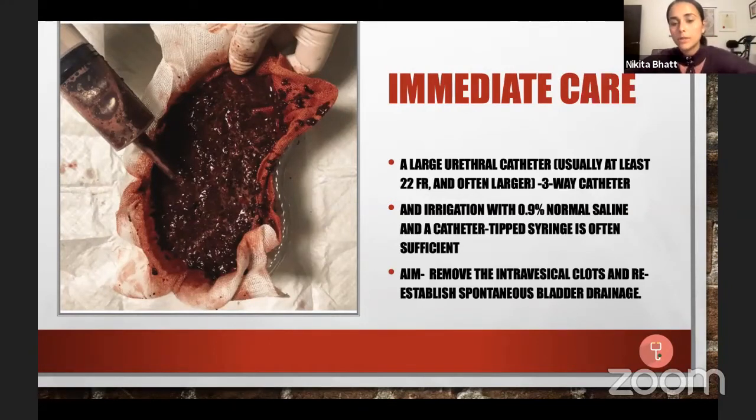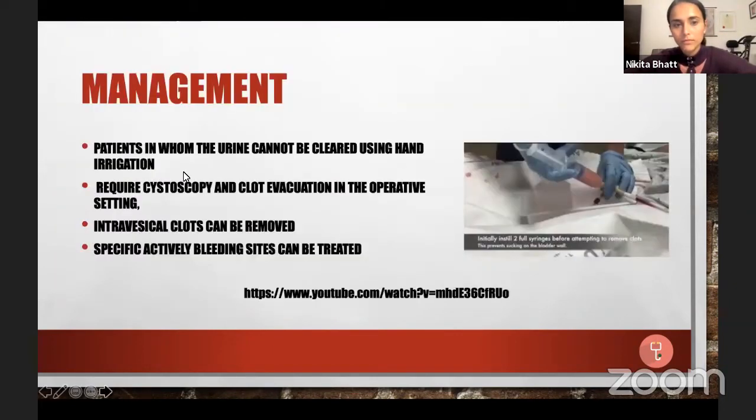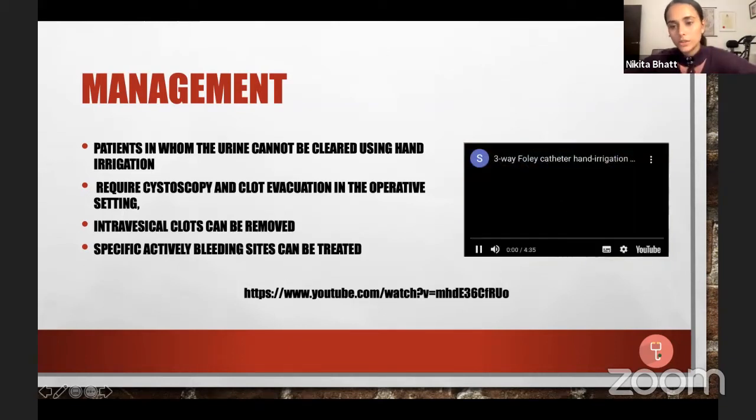And once you've established some drainage from the bladder, you can start them on irrigation. I'm going to go through this video because I think it's really important to know how to do an effective bladder washout with a syringe.